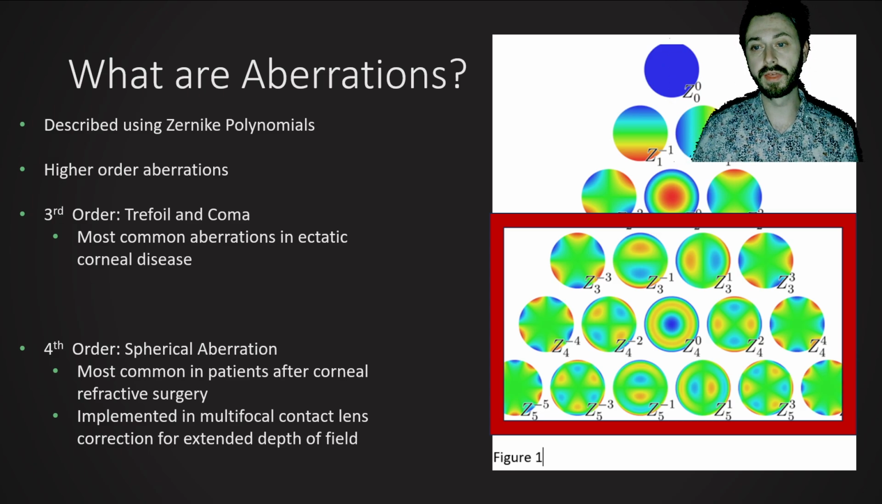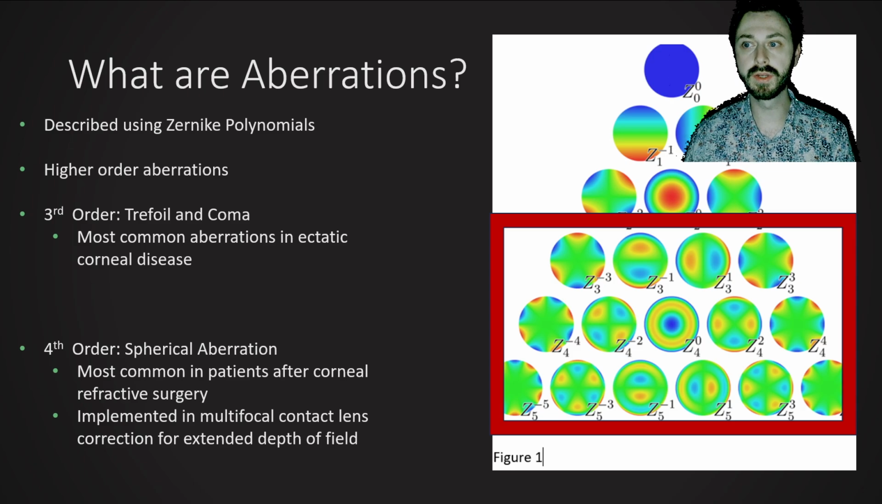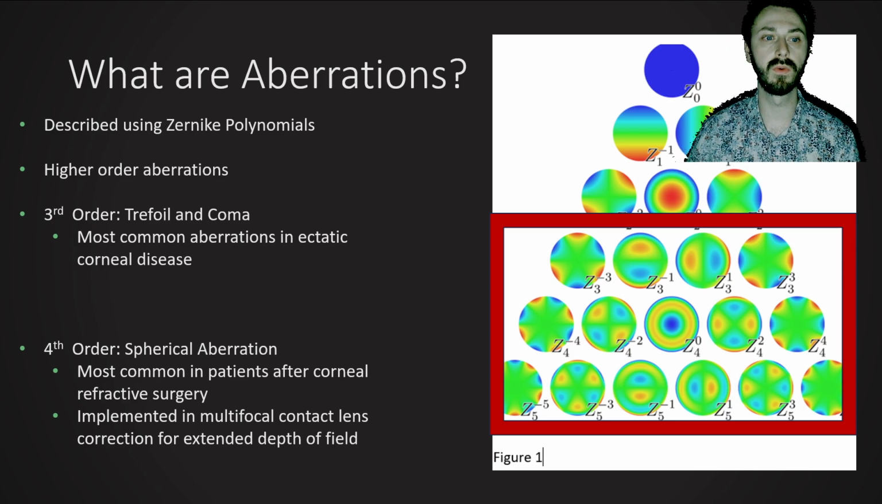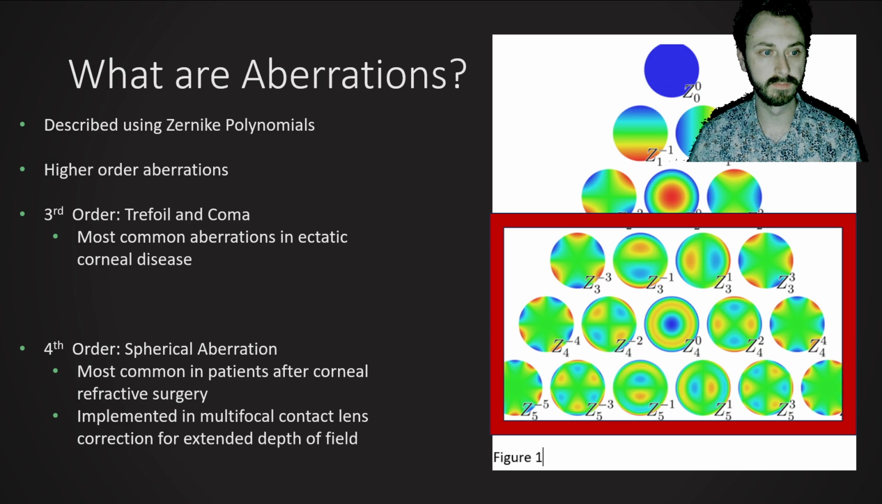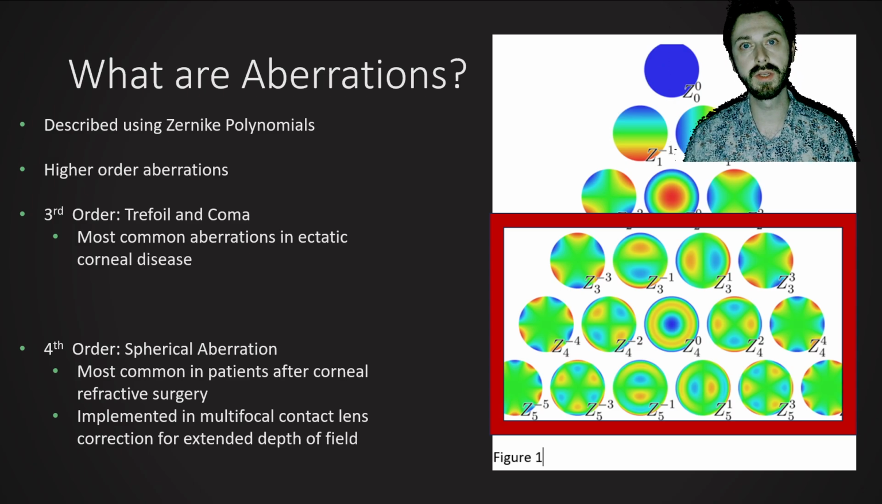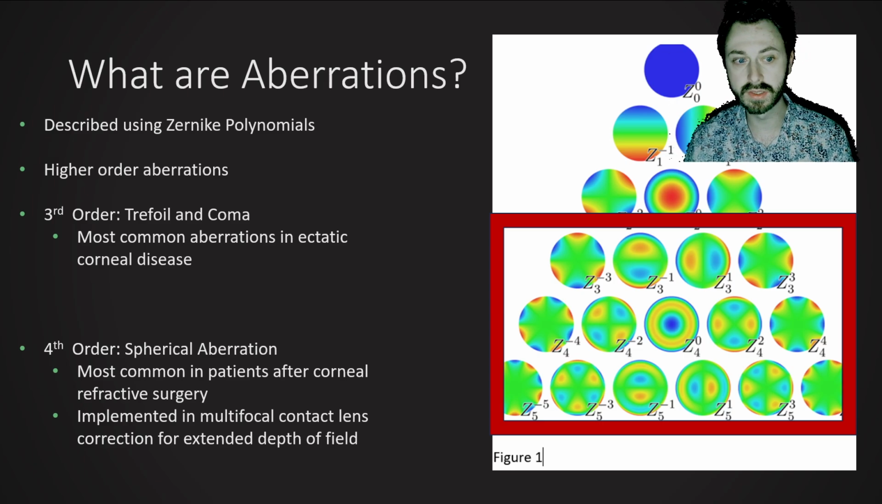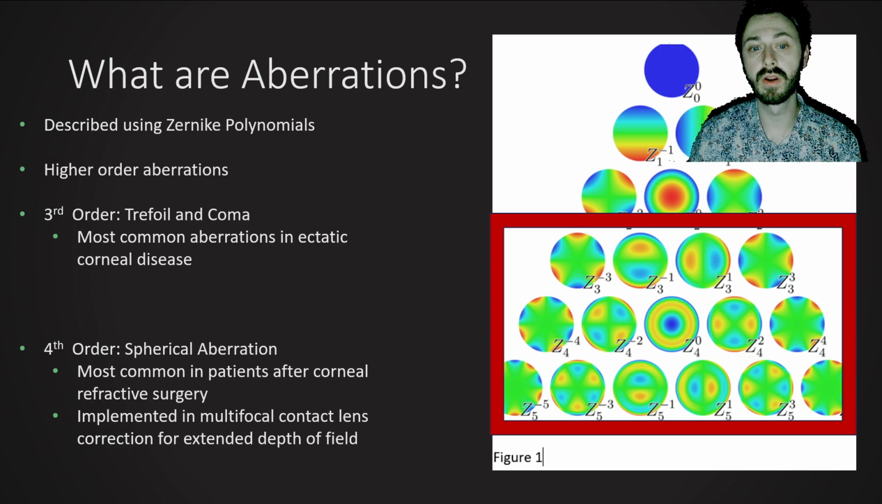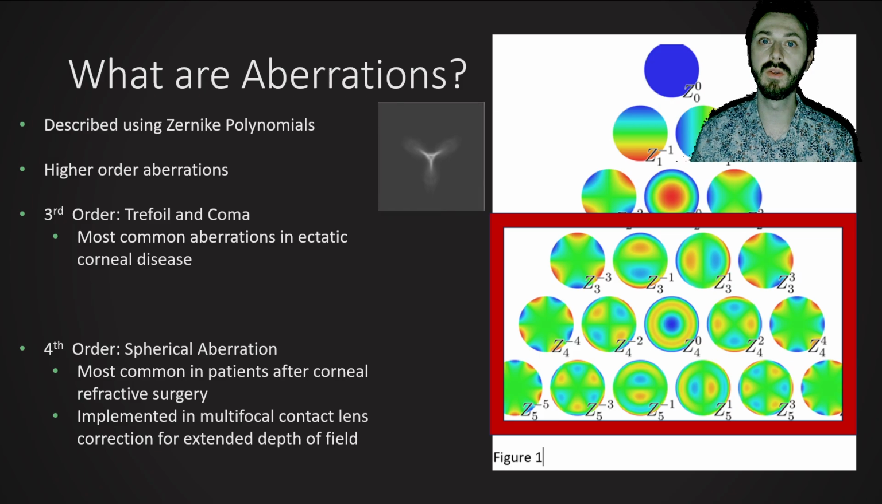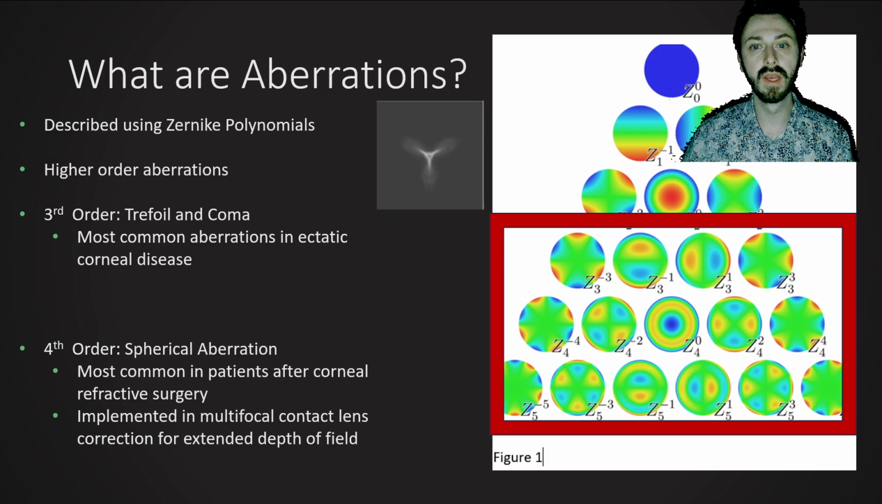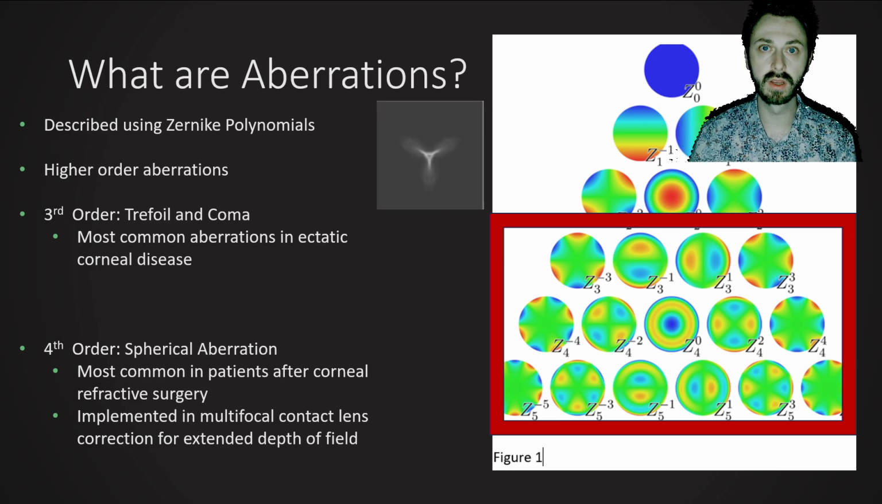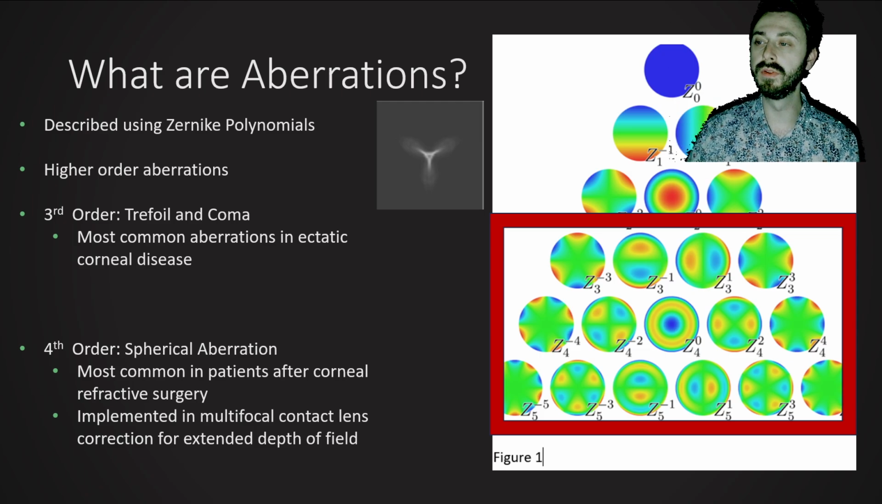We're going to focus on three primary higher order aberrations, as these are the ones that we can typically correct for with our modern optics. The first being the third order aberrations, these being coma and trefoil. We're going to see these most in patients with ectatic diseases, such as keratoconus, globus, pellucid marginal degeneration. Trefoil, the point spread function looks like this. See that point of light spreading in three directions. It looks fairly symmetric as you go around, but influence of other aberrations distorts this.